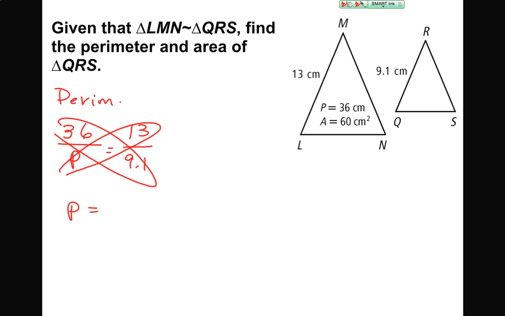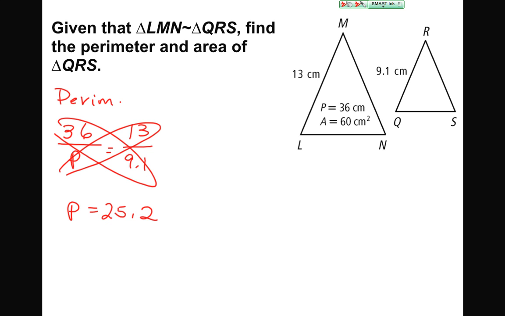Missing perimeter. 18.2. Okay, so think what I did. I just made a ratio out of the perimeters, but I knew that had to be the same as the ratio of the sides.